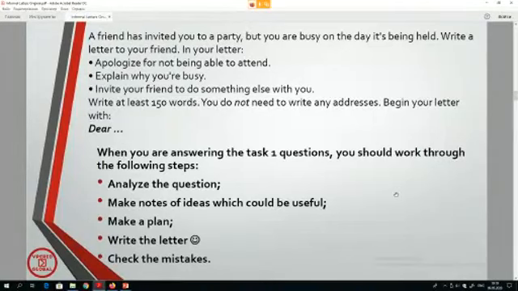So you have to brainstorm ideas, generate ideas. You should make a plan. Of course, write the letter and check the mistakes.